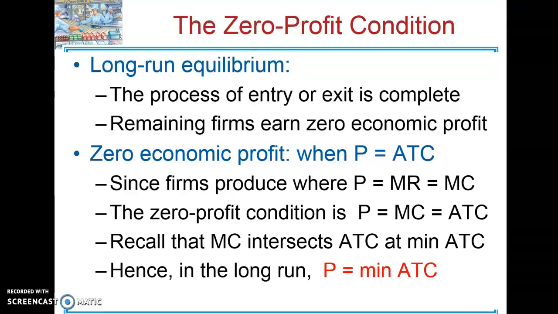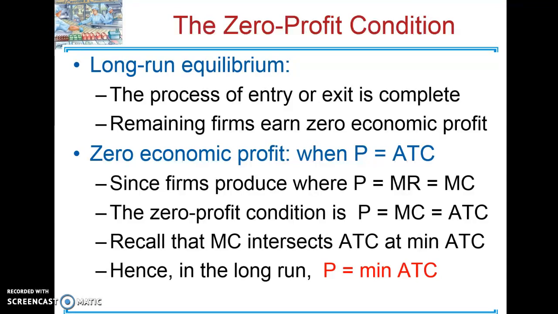The process of entry or exit is complete in long-run equilibrium. Remaining firms earn zero economic profit in long-run equilibrium. Zero economic profit is when the price is equal to the average total cost. Since firms produce where price equals marginal revenue and equals the marginal cost, the zero profit condition is price equals marginal cost equals average total cost.